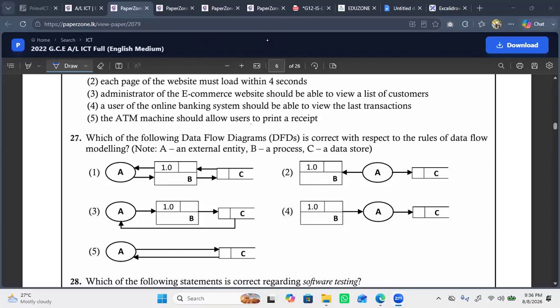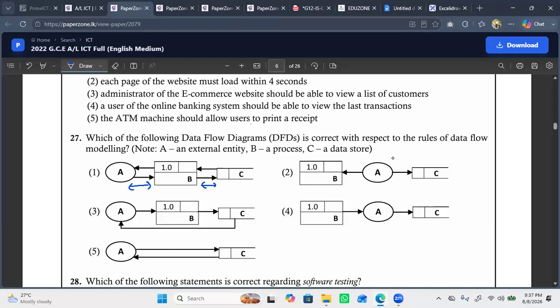Okay, correct. Let's see the first one. The first one has no issue: external entities are connecting with a process. Fine, accepted. Then the process is dealing with the database. That is how it should be. Okay, fine. Let's see the others.